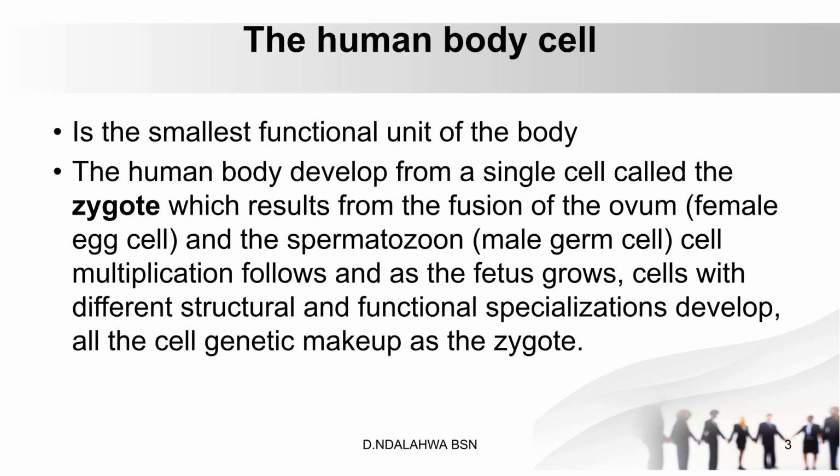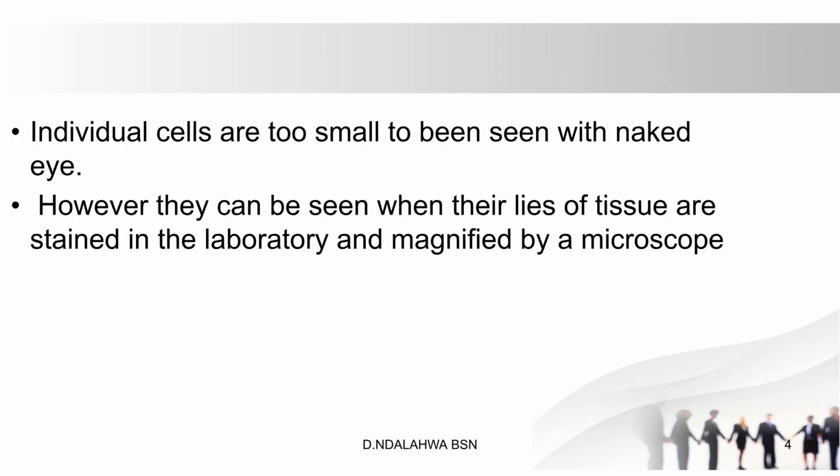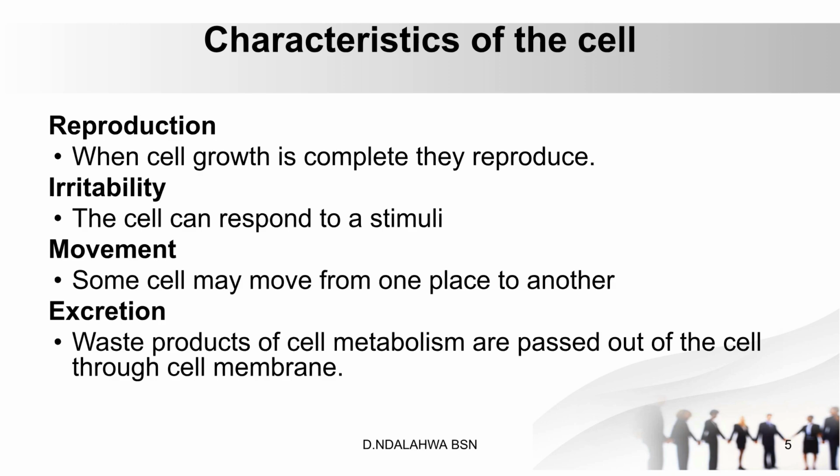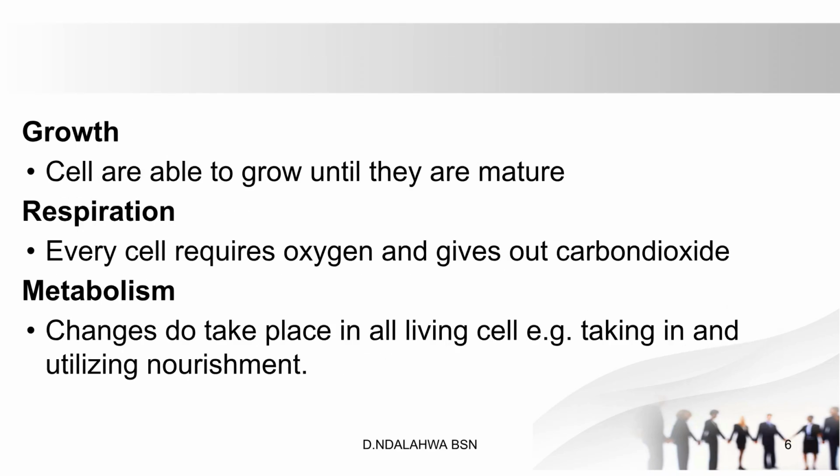It develops from a single cell called a zygote, formed by the fusion of an ovum and a spermatozoon. Individual cells are too small to be seen with the naked eye. However, they can be visualized when stained in the laboratory and magnified by a microscope. The characteristics of a cell include reproduction, irritability, movement, and excretion of waste products through the cell membrane. Other characteristics are growth until maturity, respiration, which involves taking in oxygen and giving out carbon dioxide, and metabolism, which includes taking in and utilizing nourishment.